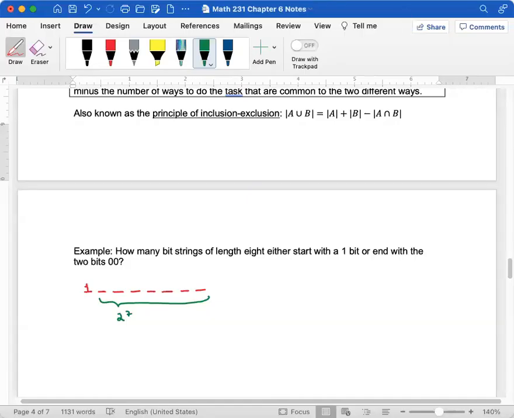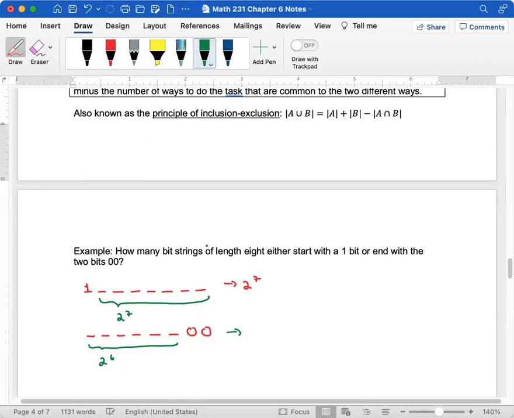So then that means for the 8-bit strings that start with 1, there are 2 to the 7 ways that that happens. Okay, now if we're talking about strings that end with 0, 0, that means that the first 6 of them, 1, 2, 3, 4, 5, 6, are open to what we want, either ones or zeros, and then we end with 2 zeros, which means we have 2 options for all of these, or 2 to the 6. Okay, so 2 to the 6 ways that this happens.